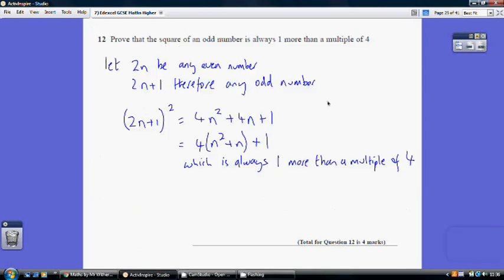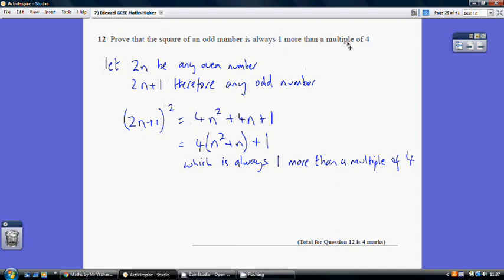Question 12. Well, our starting point with any of these proofs to do with even and odd numbers is to say that 2n is always going to be an even number, because you double anything, it's going to be even. So if we then add 1 onto that, then it must be odd. So given we're dealing with odd numbers, we're going to be kicking off with the fact that 2n plus 1 is odd. Now we've got to prove that when we square this, it is always 1 more than a multiple of 4. So let's go and square it. So our odd number is 2n plus 1. Let's go and square this. So it's 2n plus 1 times 2n plus 1, which gives us 4n squared plus 4n plus 1.